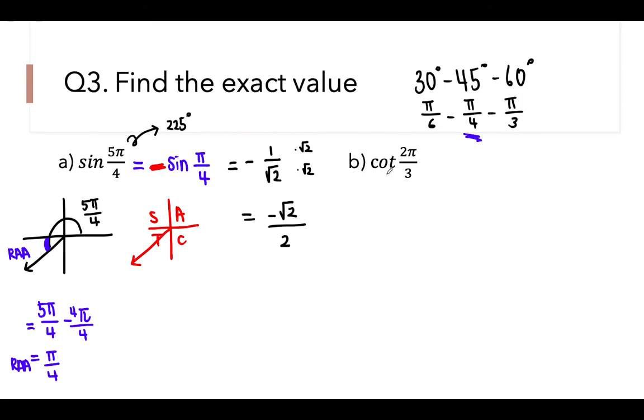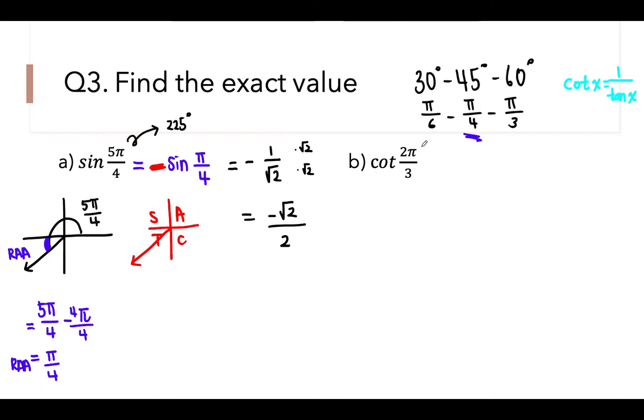Next, we have cotangent 2 pi over 3. Now, cotangent is a reciprocal of tangent. So let me write a reminder. Cotangent of x is equal to 1 over tangent x. When you get a secondary or reciprocal of the primary trig ratio, your job is to first change it back into the primary ratio.